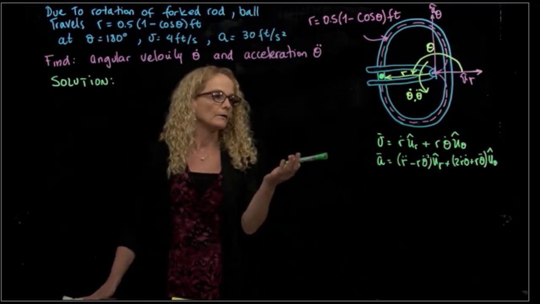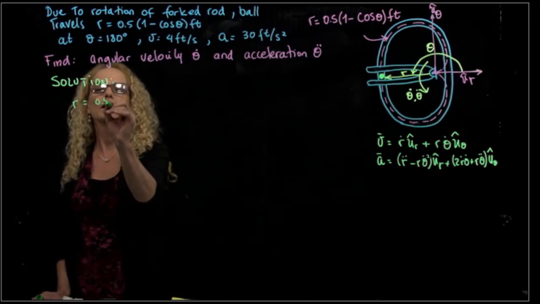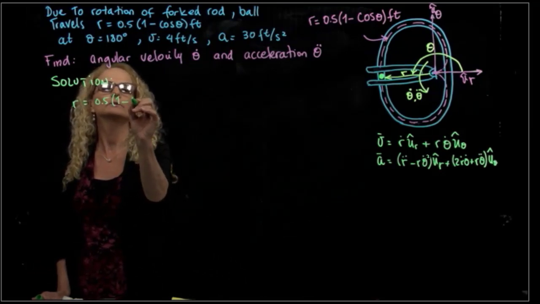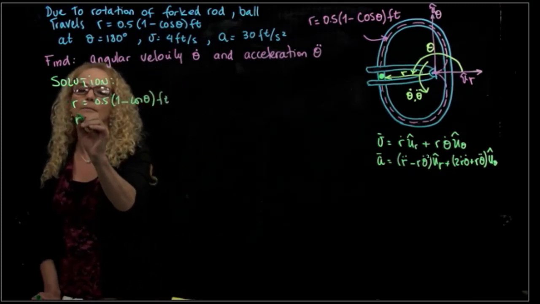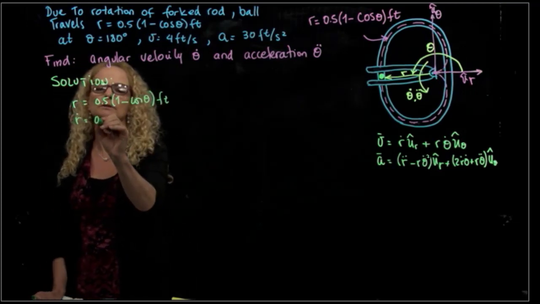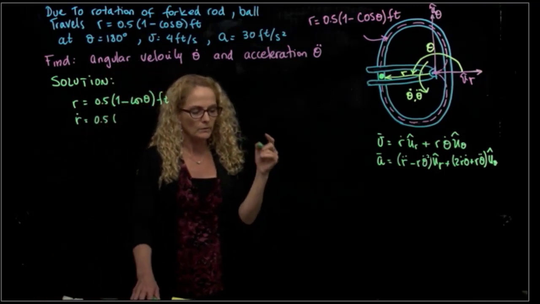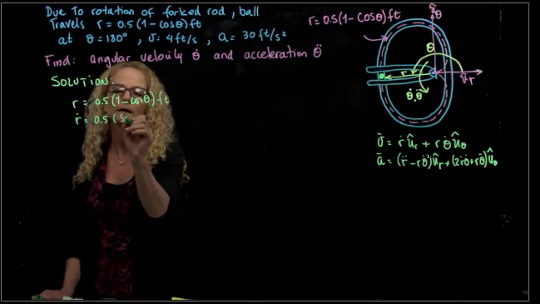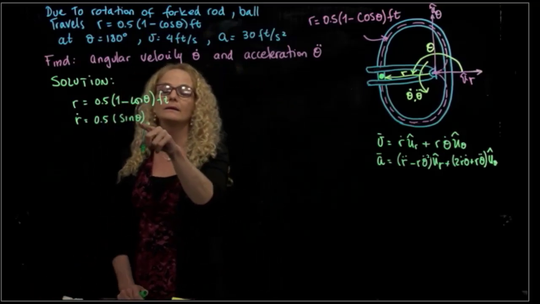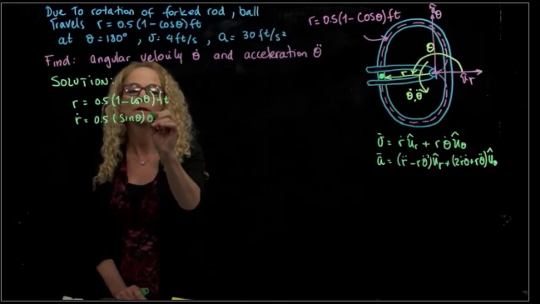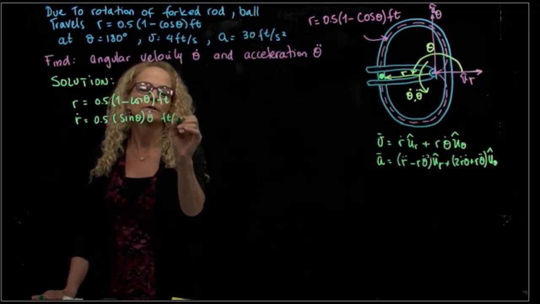So what do we have? We have r equals 0.5 times (1 minus cosine of theta), in feet. Therefore, r dot will be equal to 0.5. The derivative of 1 is 0. The derivative of cosine is negative sine, so we have sine of theta. And we cannot forget that we are deriving with respect to time, and theta changes with time, so we have to put the internal derivative, which is theta dot. And that will be feet per second.